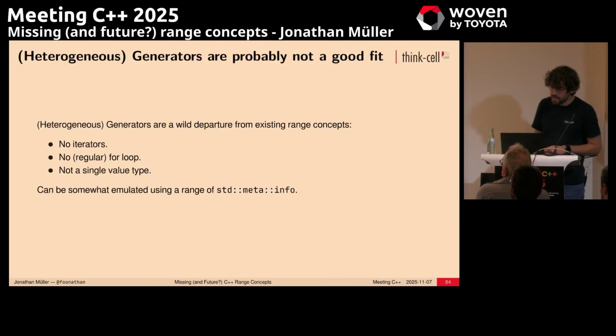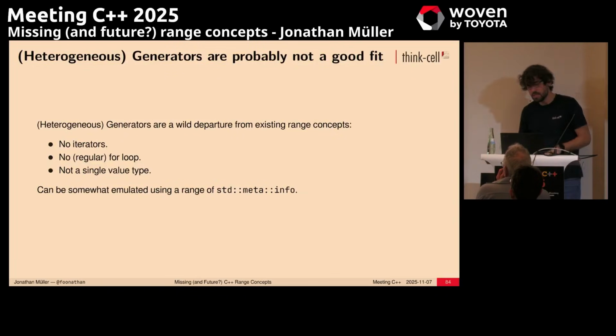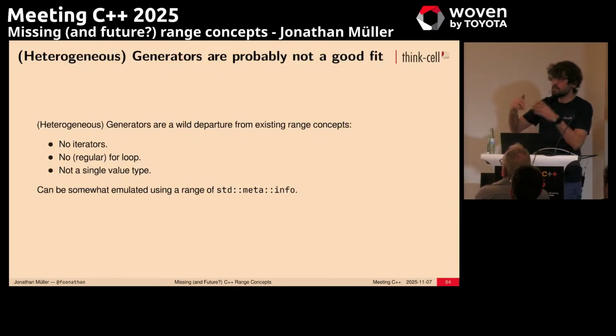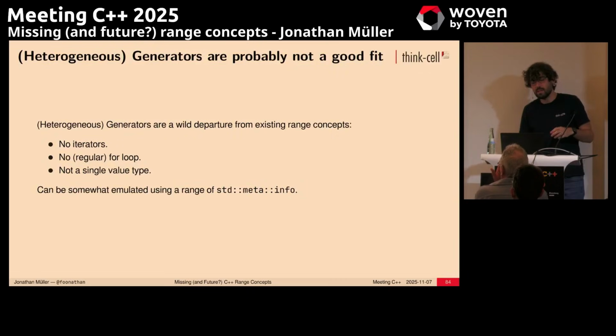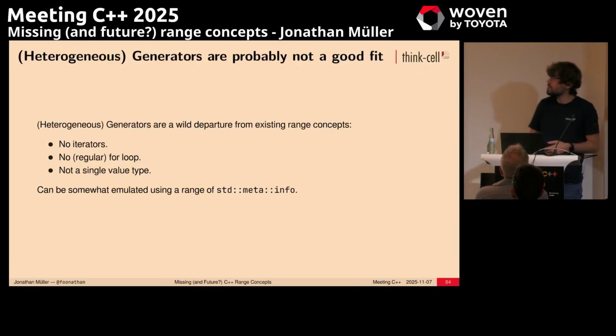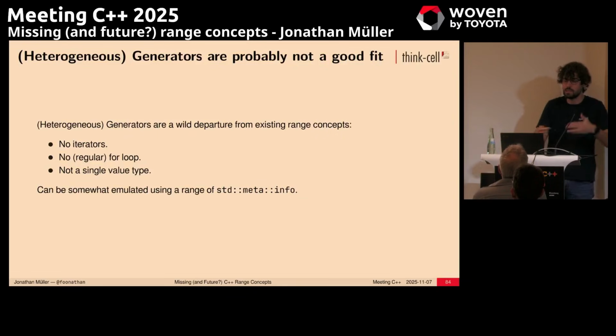And we can somewhat emulate it by using the meta info objects from reflection, which are able to represent arbitrary types, arbitrary reflections of types, in a heterogeneous type. So instead of having a for each while loop of a range of types, you could have a regular range-based for loop over a container of stored meta info, and this is sort of equivalent.